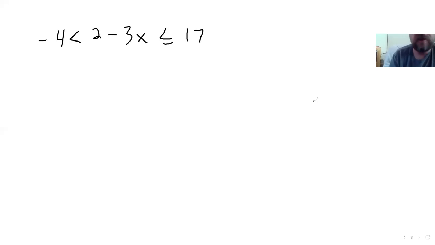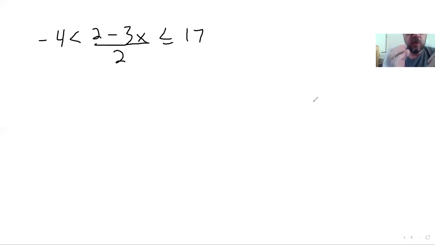I'm going to throw in some negatives here as well. So if I have like -4 is less than, let's say 2 minus 3x, and that's going to be less than or equal to, what do I want to do here? It doesn't really matter, 17. Okay, so I'm going to do the same process that we did before. Actually, let me make this even worse. Let's do all this. Yuck, right? So now it's looking messy, but it's actually not really that much harder. We just have to do things in the right order.